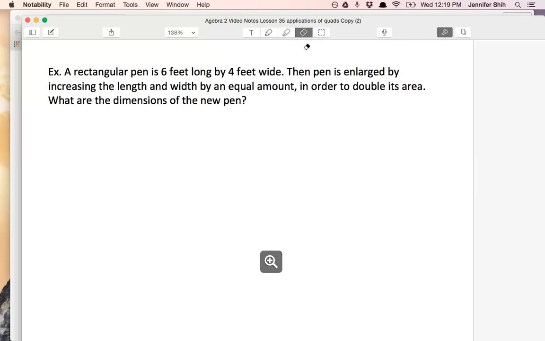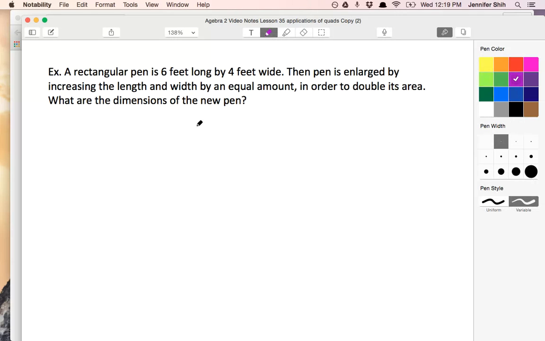A rectangular pen is 6 feet long by 4 feet wide. The pen is enlarged by increasing the length and width by an equal amount in order to double its area. What are the dimensions of the new pen?